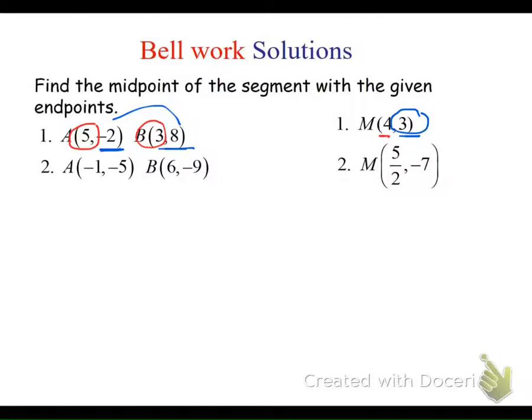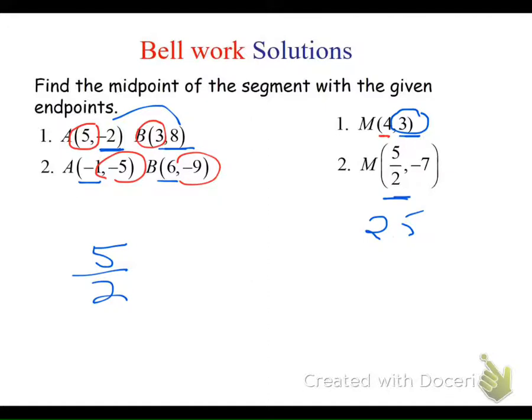Okay, number 2, add up -1 plus 6, which is 5. And 5 divided by 2 is just 5 over 2. Or you could have said 2.5, same thing. But get used to the fractions. Then add up the y coordinates. -5 plus -9 is -14. Divide by 2, and that's where the -7 comes from.